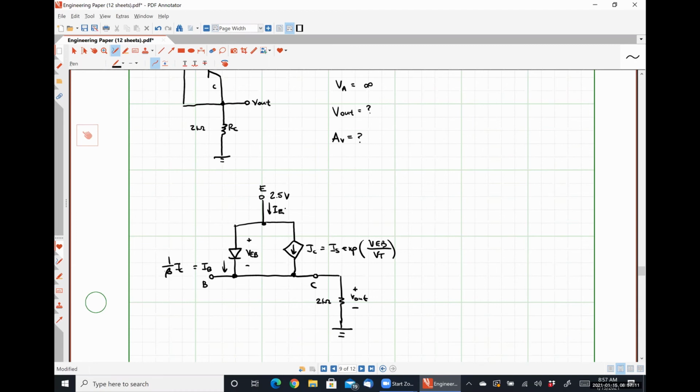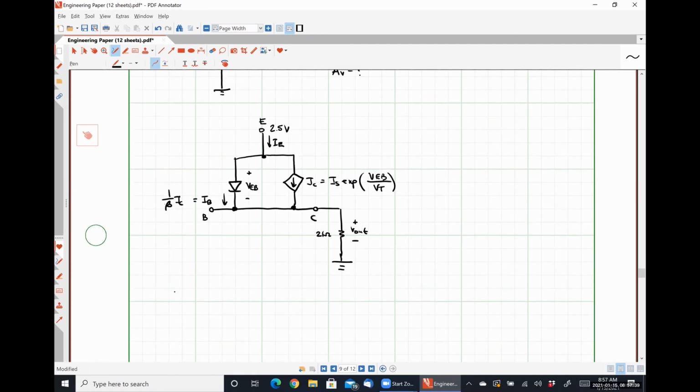So how am I going to figure out V out? Let's start there. What's the intuitively obvious way that we're going to wind up figuring out V out? I don't need any equation. Just kind of tell me what we're going to do. Find the current flowing through RC, multiply it by that resistor value, and we're good to go. So good old Ohm's law, right?